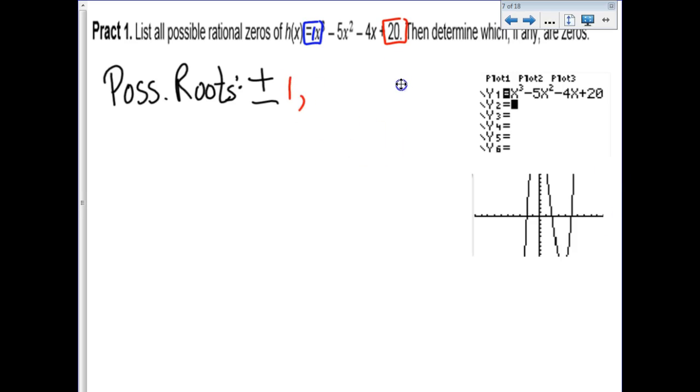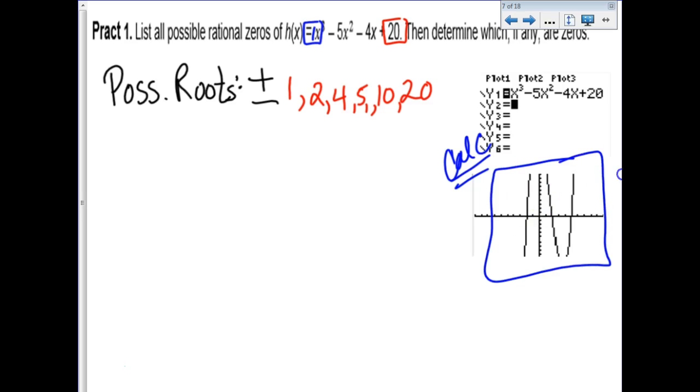1 and 20. 2 and 10. 4 and 5. Divided by 1 will just give you all those. Okay, so now what they would want you to do is go to your calculator, which if you have your calculator handy, please go ahead and type in that function. But it looks like this is the picture.